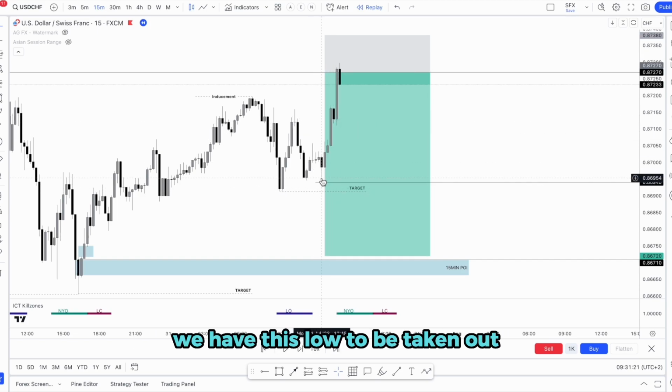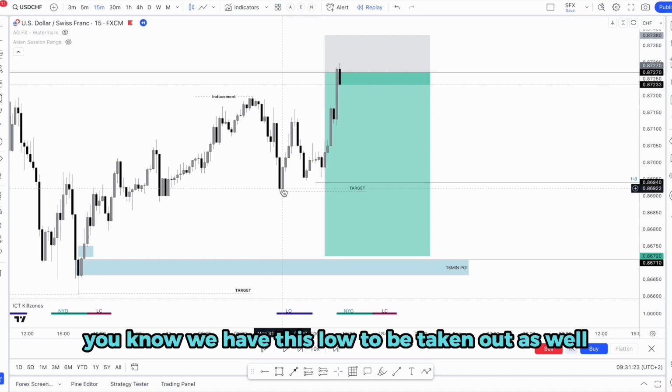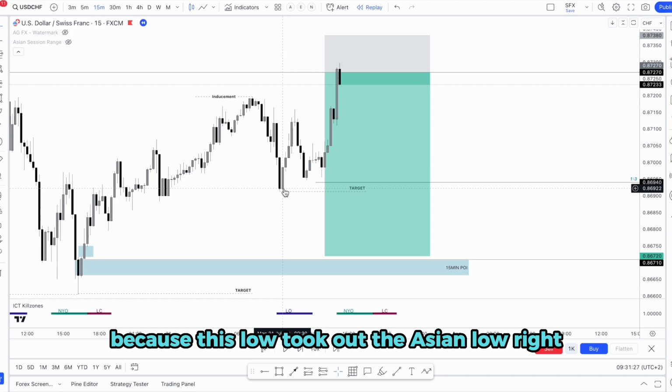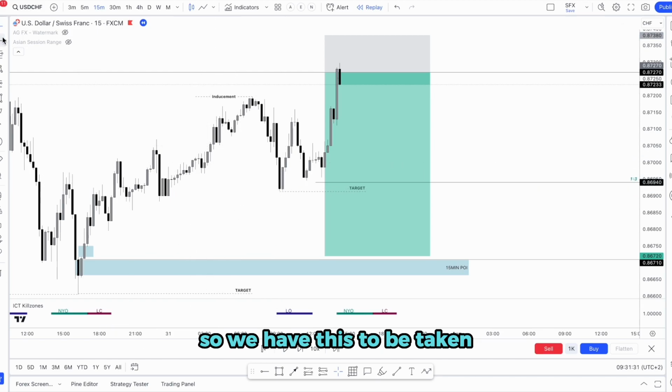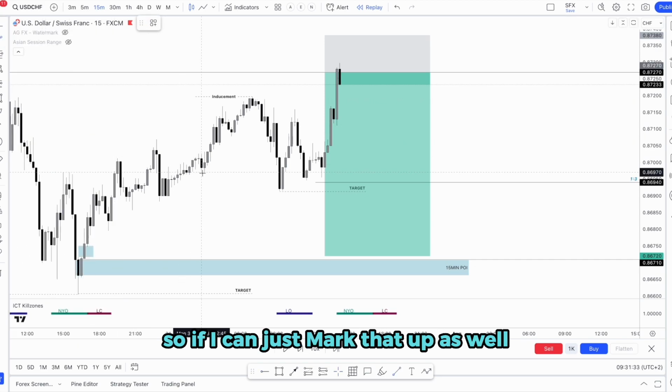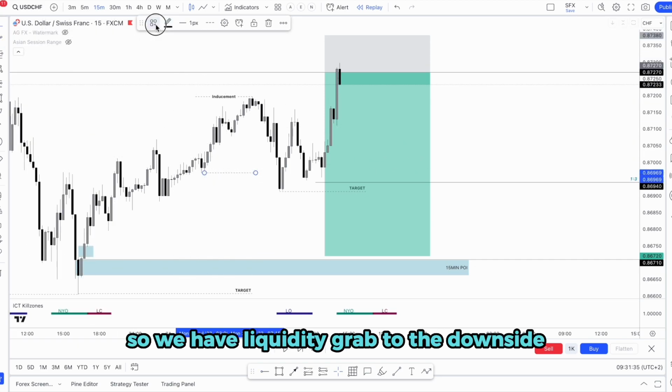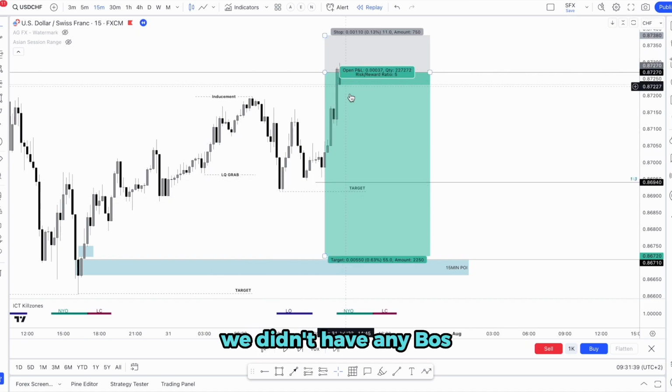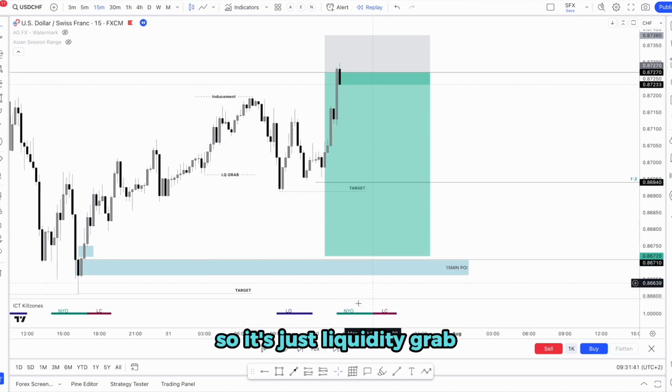We have this low to be taken out as well, because this low took out the Asian low, right? So we have this to be taken. If I can just mark that up as well, we have a liquidity grab to the downside. We didn't have any BOS, so it's just a liquidity grab.